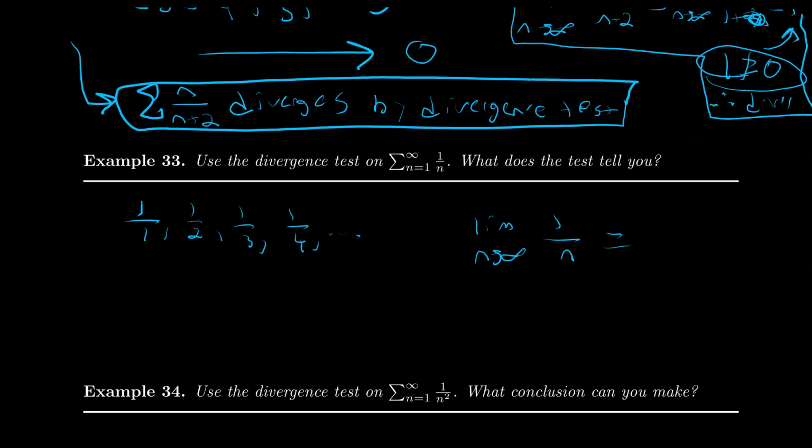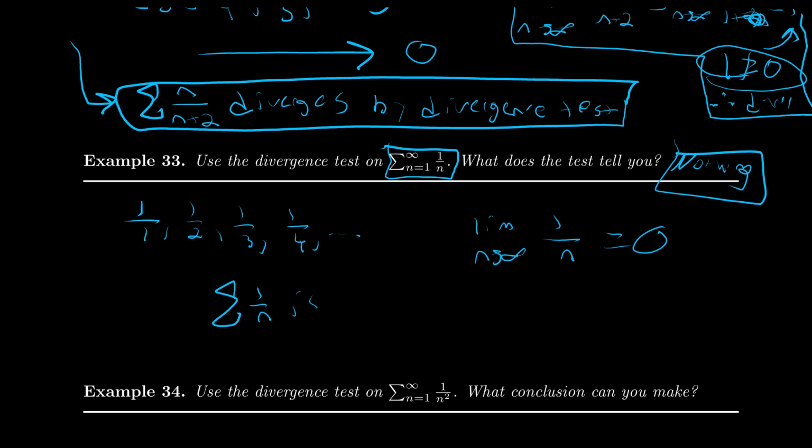So, what does the test tell me? Well, it tells me that this equals 0. The test tells me nothing. That's the answer. That's what the question asks: what does the test tell you? Now, if the question was determine whether this diverges or converges, what would you say? Would you say that it diverges or it converges? You would say the series 1 over n is the harmonic series, because you've already written that down, and you would say, therefore, it diverges.